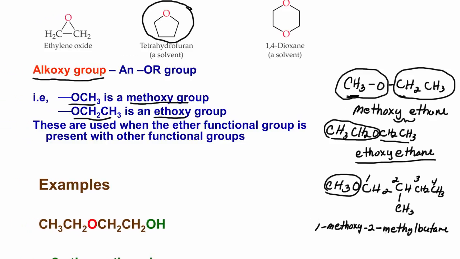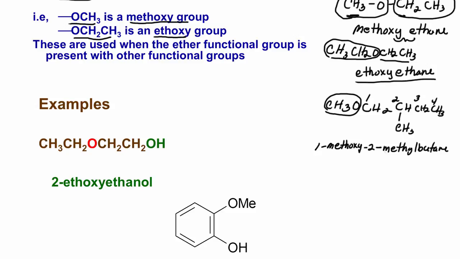Now, here's an example where there would be another functional group present. In this case we have this OH group. So we can name this as an alcohol. So here we would have ethanol, and then on carbon number 2, because the OH group would have priority, we have an ethoxy group. So this would be 2-ethoxyethanol. Let's do another one here.